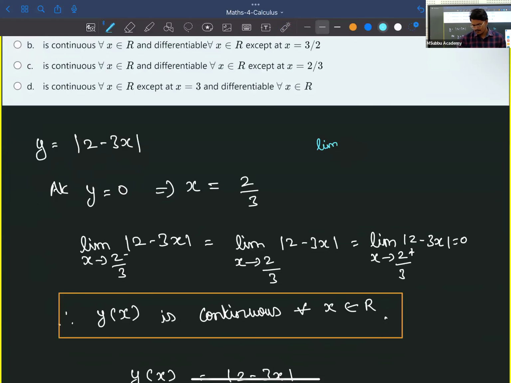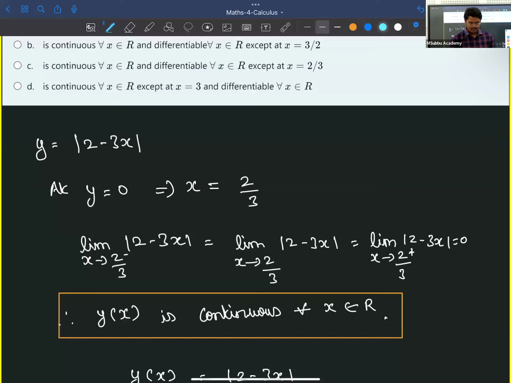So the limit as x tends to y minus, f of y should be equal to the limit as x tends to y plus f of y. These all should be equal. When these all are equal, then the function is said to be continuous. So that is what we have got here.